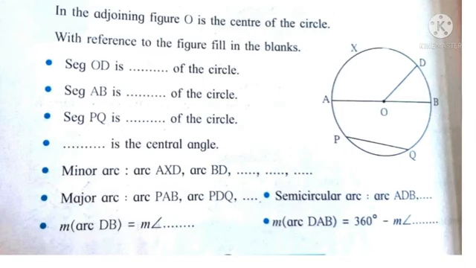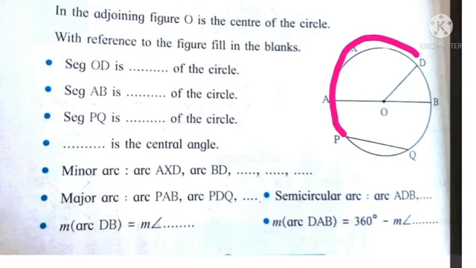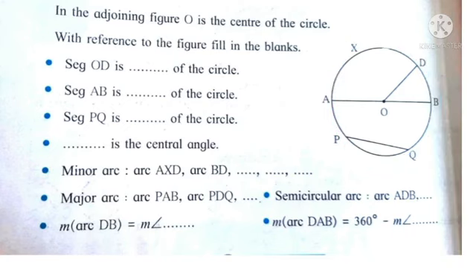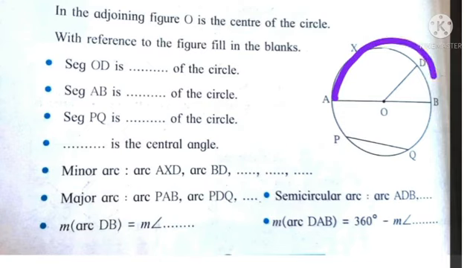Similarly, which are the major arcs here? See, major arcs, arc PAB, this is the major arc. Arc PQD, see where is PQD? PQD, this is the major arc. Then semicircular arc. Semicircular arc is arc ADB. This is the semicircular arc. And again arc APB is the semicircular arc.